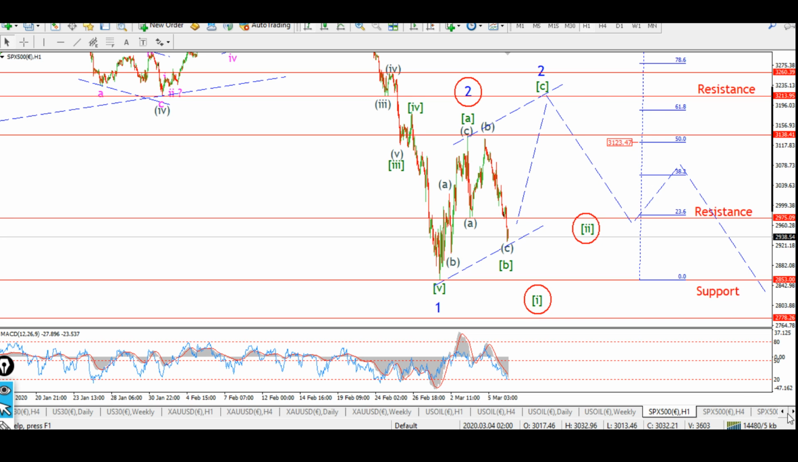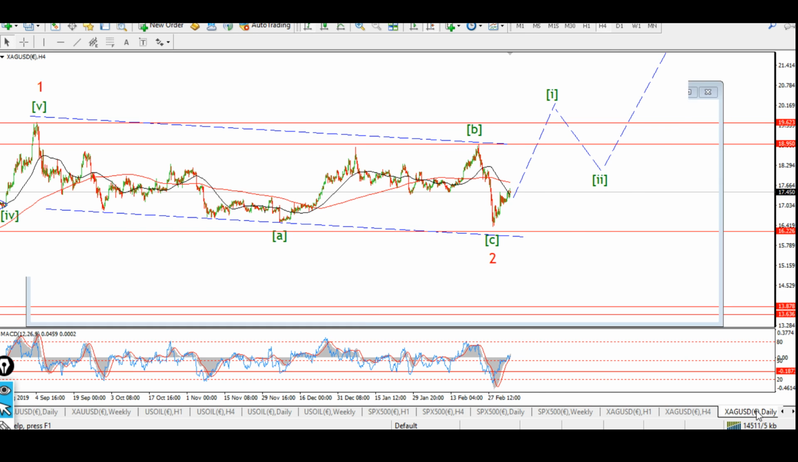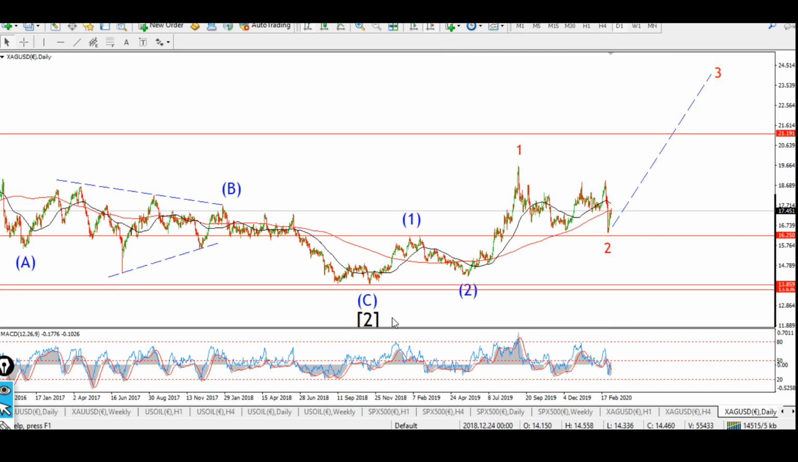Okay, so let's get on to silver. Here's a 4-hour chart in silver. I'm calling that recent low, or a low to come, wave 2 in red here. And you can see on the daily chart how I'm playing that out. Off the extreme lows, I'm going wave 1, 2, wave 1, 2. So this could be an initial impulse move up in a larger third wave.